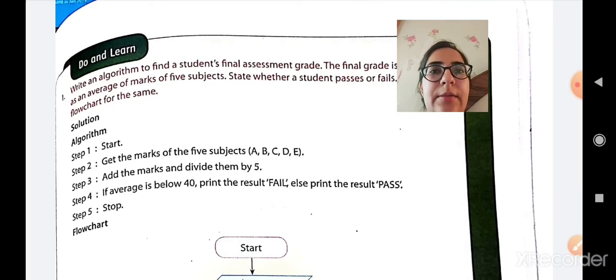Step 1 is start. Step 2 is to get the marks of the 5 subjects, that is A, B, C, D and E. Then we will add the marks and divide them by 5. If average is below 40, then print the result fail. Else the result pass. It means if the student has got the average marks, the final marks, less than 40, then the student fails. If the total marks are greater than 40, then the student passes. And finally stop.